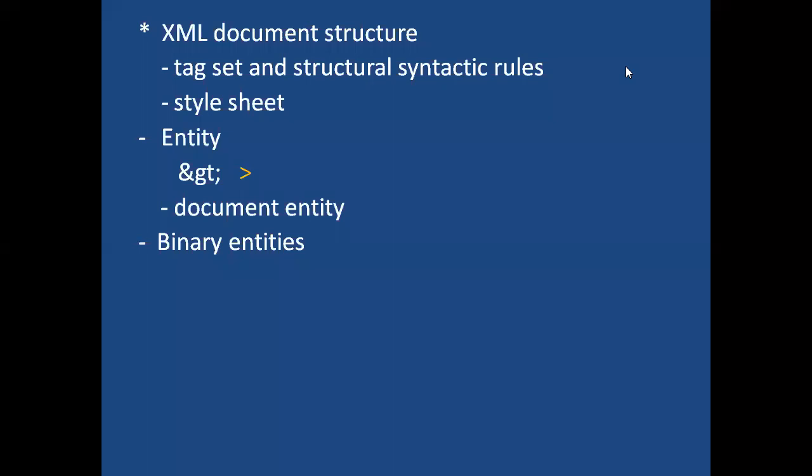Next, binary entities. Many documents include information that cannot be represented as text, such as images. Such information units are usually stored as binary data. If binary data is logically part of the document, it must be a separate entity because XML documents cannot include binary data. Such entities are called binary entities.